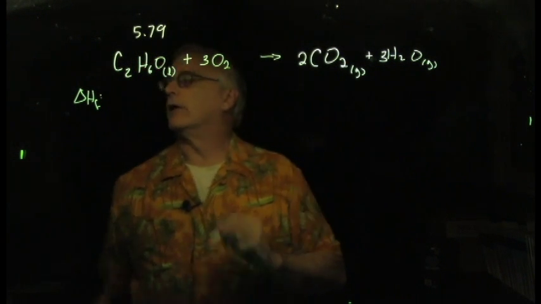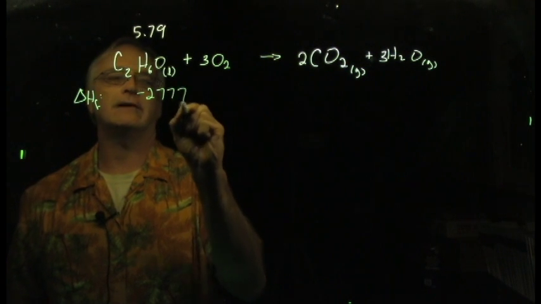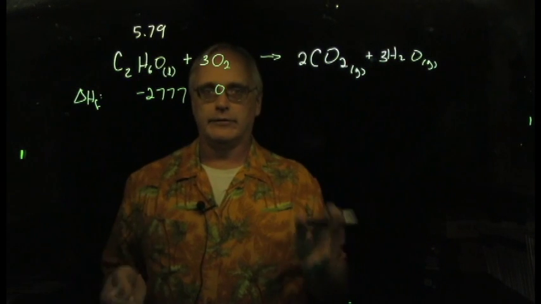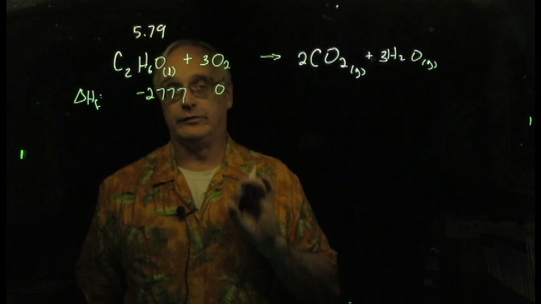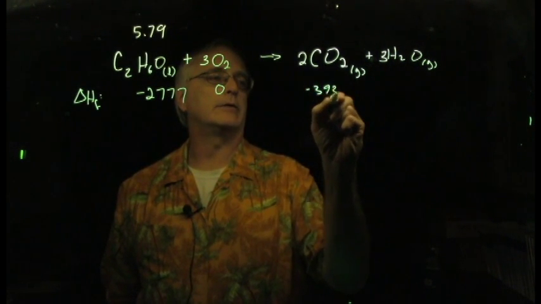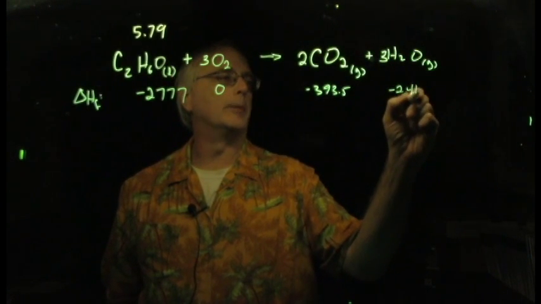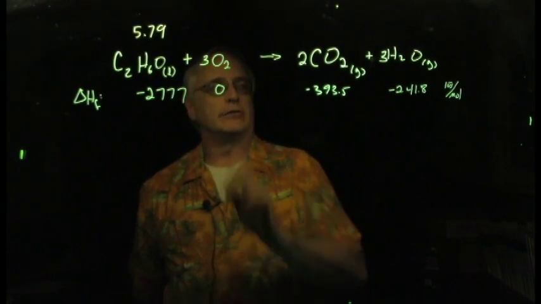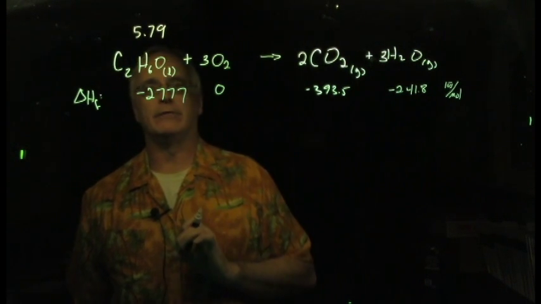And I have it written over here. When I did that, this is negative 277.7. This one is 0. Remember, elements in their usual state, like O2 from the atmosphere, have an enthalpy of 0. Okay, good old carbon dioxide, negative 393.5. And then water in the gas phase, negative 241.8. All of these are kilojoules per mole. So from these numbers, we can combine them in a certain way and get the enthalpy of the reaction.